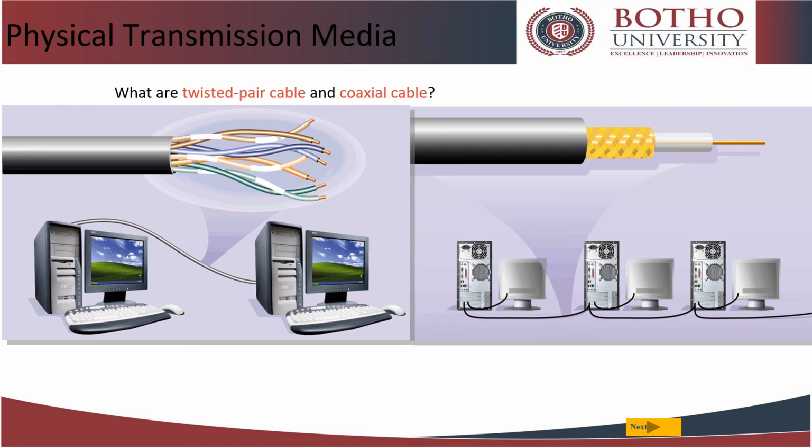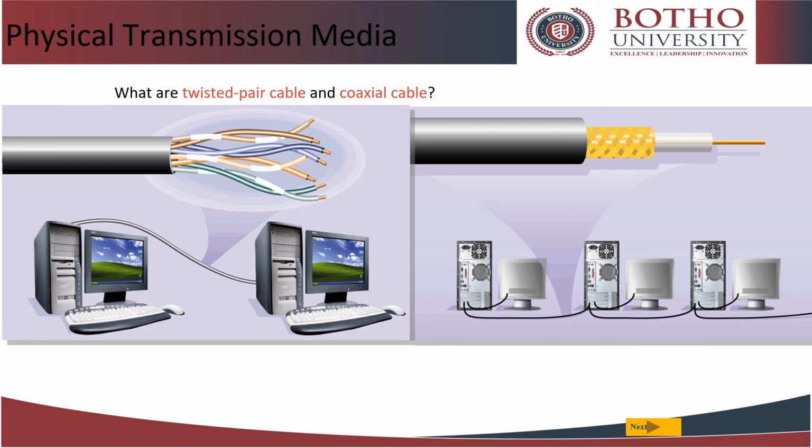Twisted pair cable is a type of cabling that's used for telephone communications and most modern Ethernet networks. A pair of wires forms a circuit that can transmit data. The pairs are twisted to provide protection against crosstalk and the noise generated by adjacent pairs.